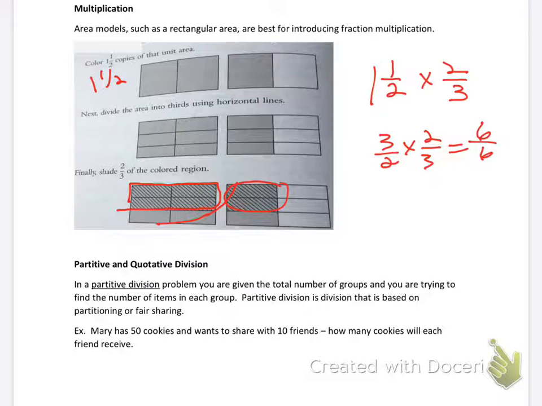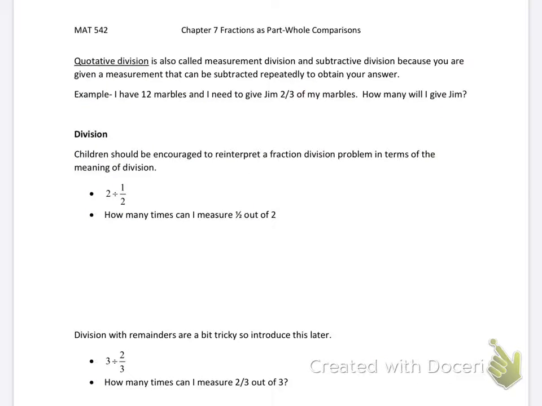Okay, partitive and quotative division. So it's another way to think about these things. In a partitive division problem, you are given the total number of items, and you are trying to find the number of items in each group. Okay, so Mary has 50 cookies. That's her total number of cookies, and she wants to divide it among 10 friends. So you're going to end up with 5 cookies each.